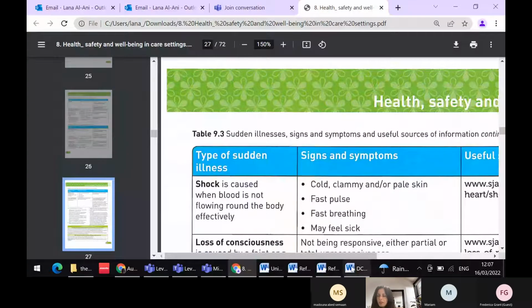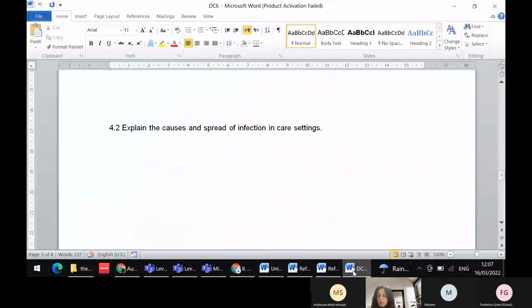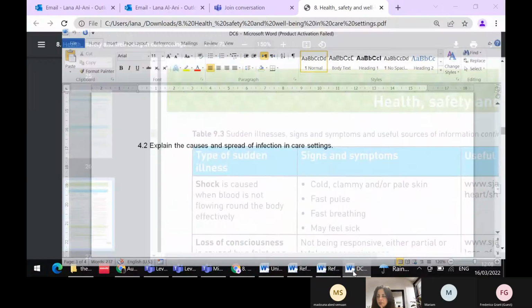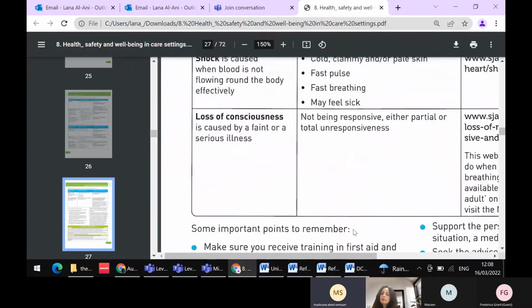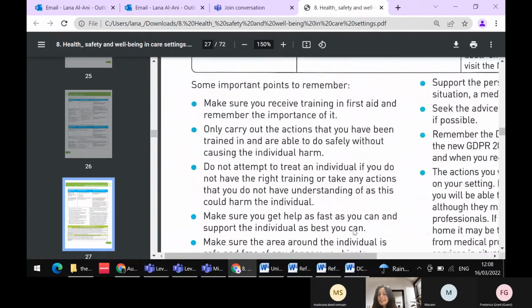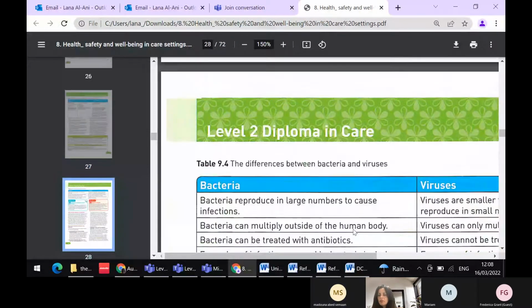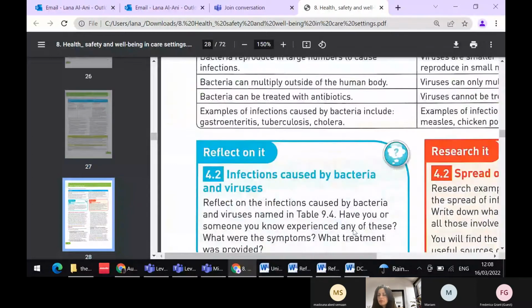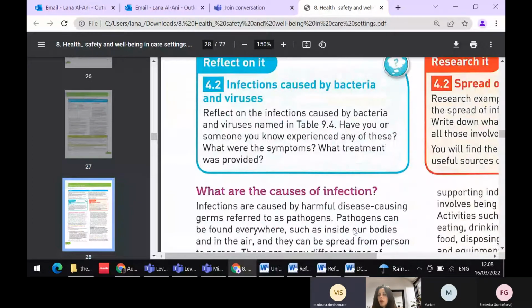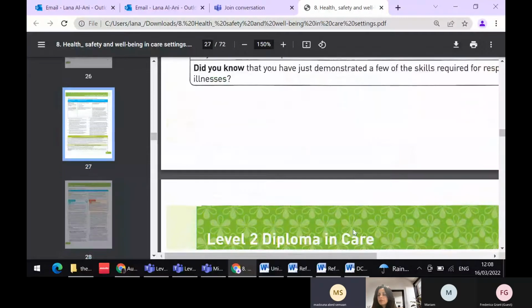Can you, in the meantime, think about the question? What's the cause and spread of infection in the care setting? You have to be always clean. Very good. Not cleaning the area, that will spread the infection. Very good. What else? Because they are more sensitive.